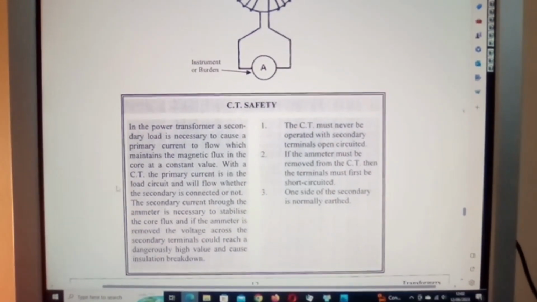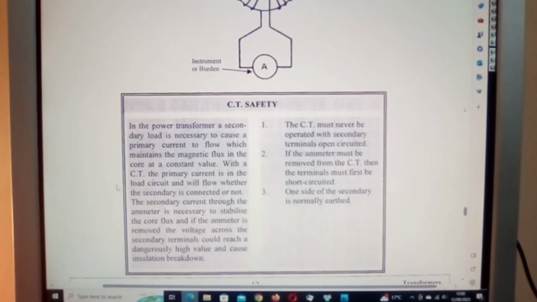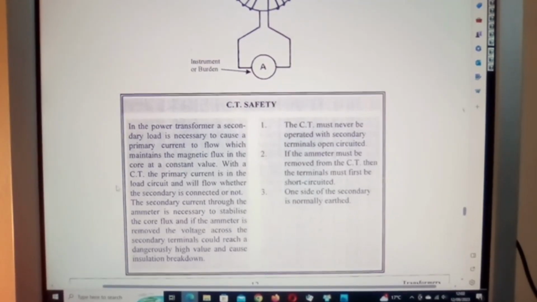Now, in the power transformer, a secondary load is necessary to cause a primary current to flow, which maintains the magnetic flux in the core at a constant value. With a CT, the primary current is in the load circuit and will flow whether the secondary is connected or not. The secondary current through the ammeter is necessary to stabilize the core flux, and if the ammeter is removed, the voltage across the secondary terminals could reach a dangerously high value and cause insulation breakdown.